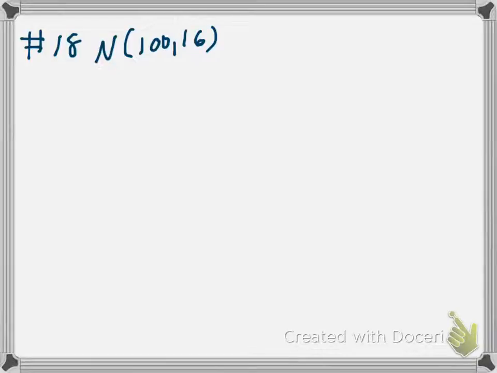Okay, so let's look at number 18 now. Do you see here they want us to draw the model? I'll tell you, you're going to have to do this on your quiz. So this is how you do this. Now notice I have N(100, 16). This is if I ask you to describe it. So N stands for normal with a mean of 100 and a standard deviation of 16.